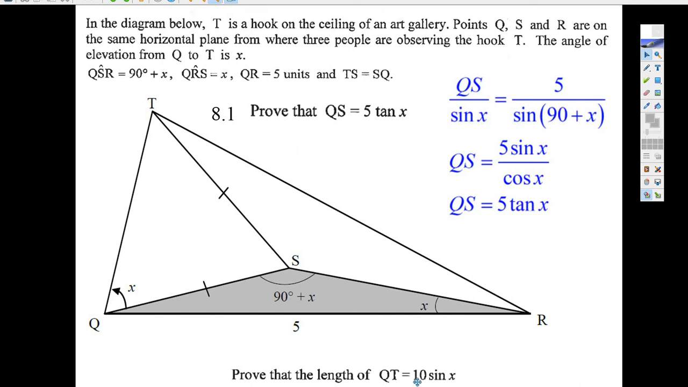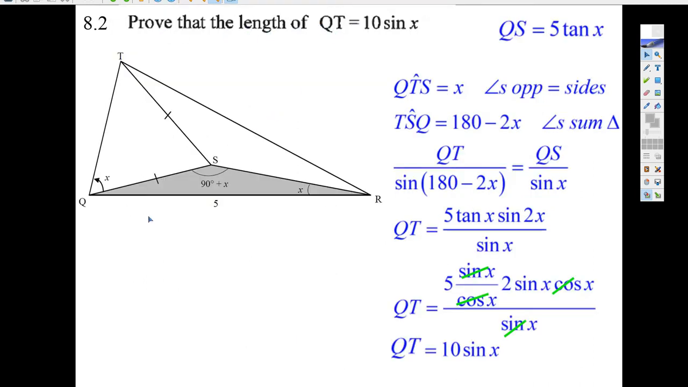Ooh, prove that the length of QT is 10 sine x. I think maybe that's the next one. Prove that the length of QT, this QT here, is equal to 10 sine x. Well, I started off, we know now that QS is equal to 5 tan x. We just proved that. QTS, this up here, if that's x and those two sides are equal, that angle's equal there. Angles opposite equal sides. I know I'm going to need that at some stage.